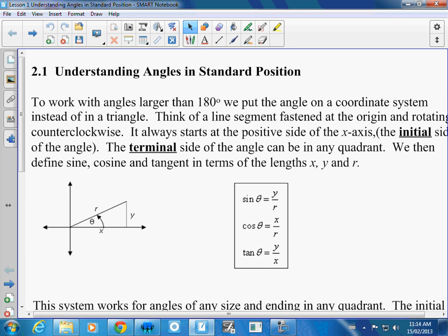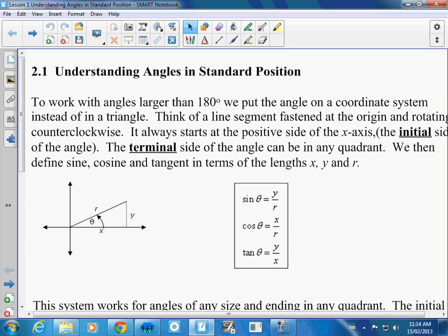But that terminal arm can be in any one of 4 quadrants, right? Could it stop in quadrant 1? Yep. It could spin all the way over to quadrant 2, all the way over to 3, and all the way over to 4. It can stop in any one of those. And it actually forms something, and I'll talk about this in a bit. It forms like a bow tie. You guys know what a bow tie looks like? Kind of like an X? It'll actually form that pattern.